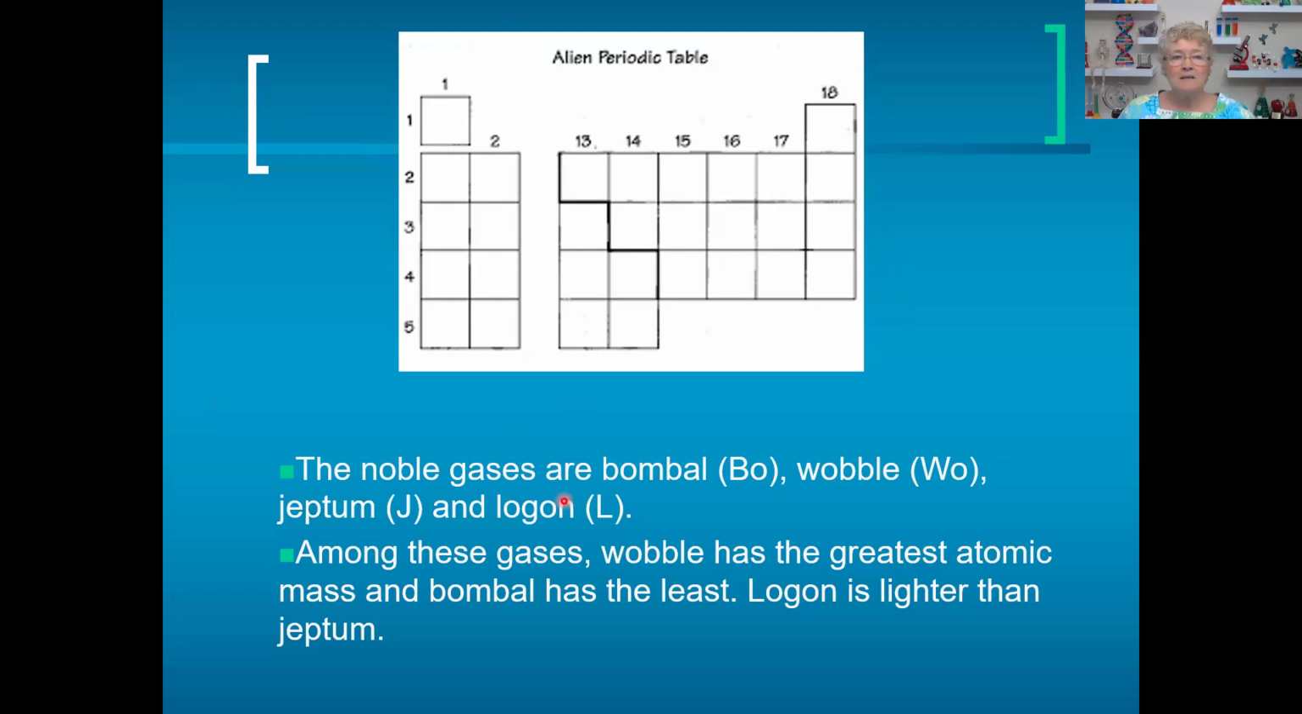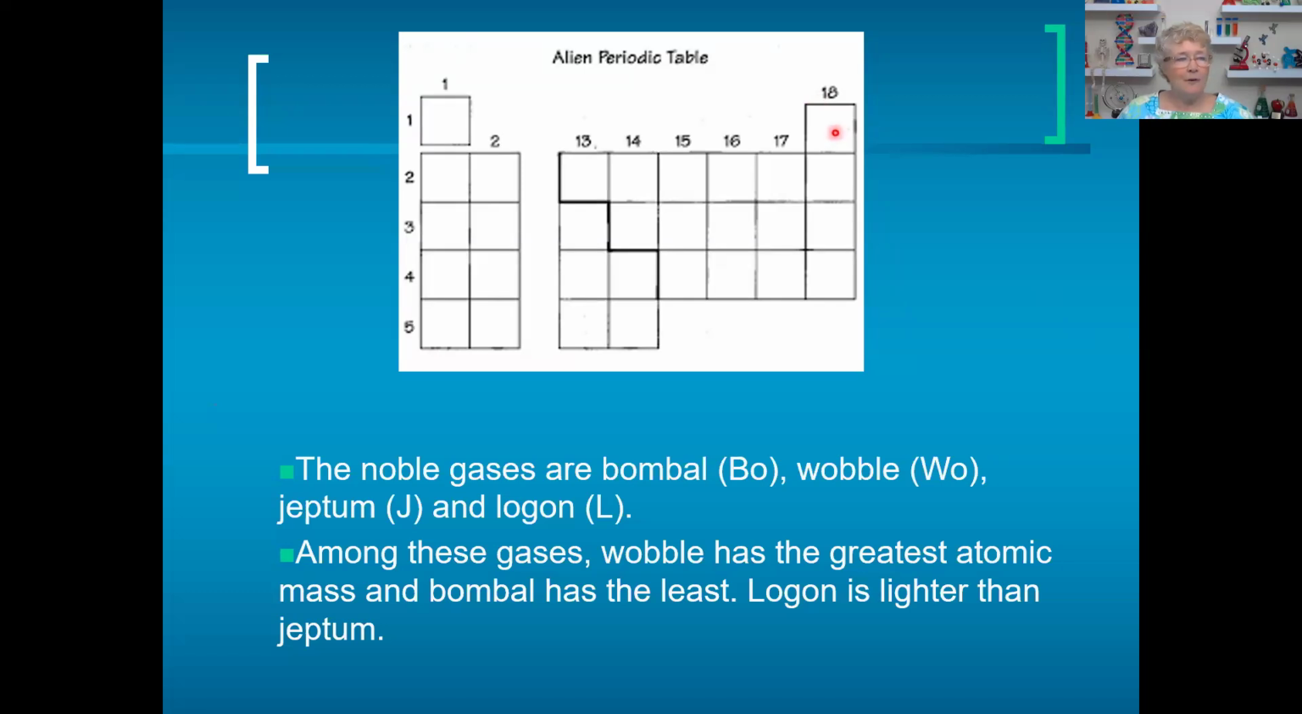The noble gases are Bomble, which is abbreviated BO, Wobble, WO, Gyptum with a J, and Logon, which is an L. Among these noble gases, Wobble has the greatest atomic mass, and Bomble has the least. Logon is lighter than Gyptum. All right, so what goes on the top? What goes right here?